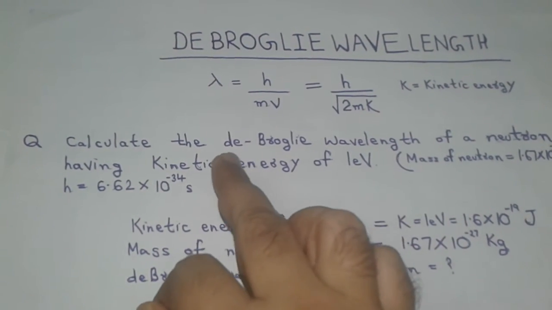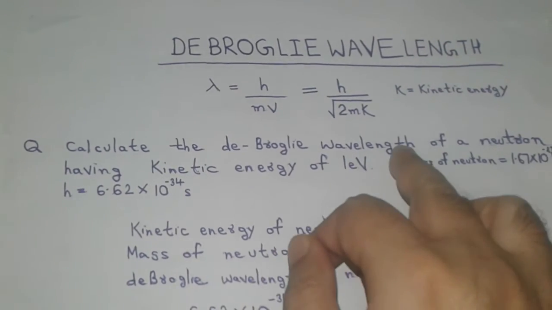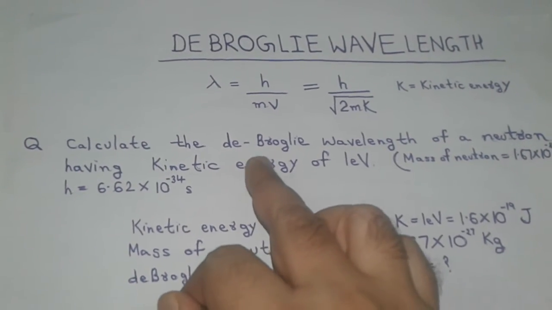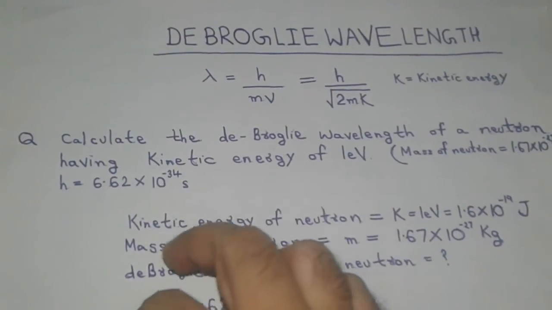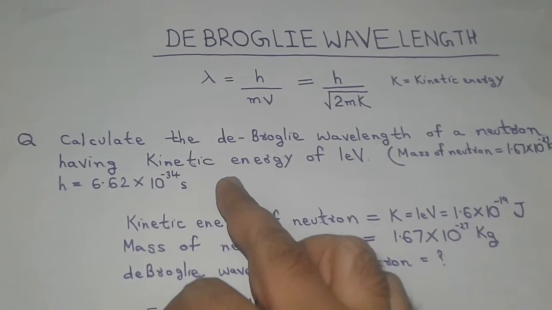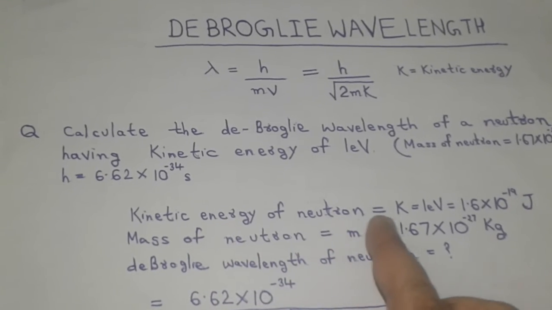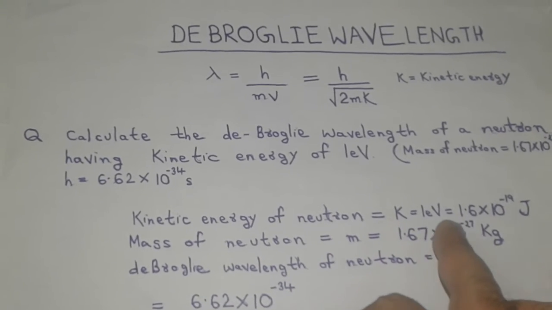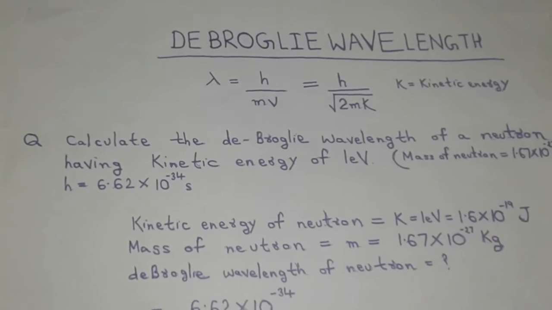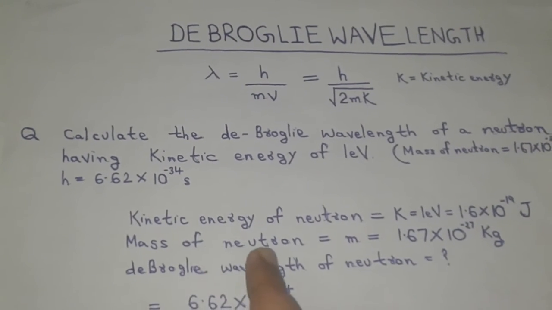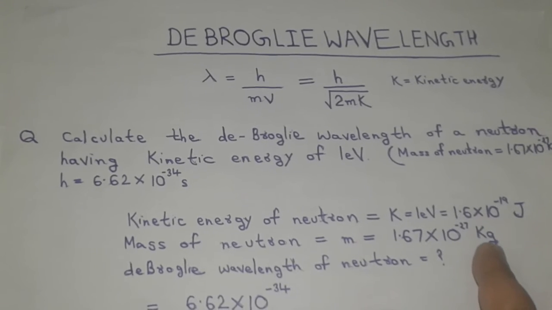In this question, we are given a neutron which is of very small mass and possesses kinetic energy. It means the neutron is in motion. Hence, a de Broglie wave is associated with the neutron of wavelength lambda. Given in the question, the kinetic energy of the neutron is 1 electron volt. Converting it into joules, it becomes 1.6 into 10 to the power minus 19 joules. Mass of neutron equals 1.67 into 10 raised to the power minus 27 kilogram.